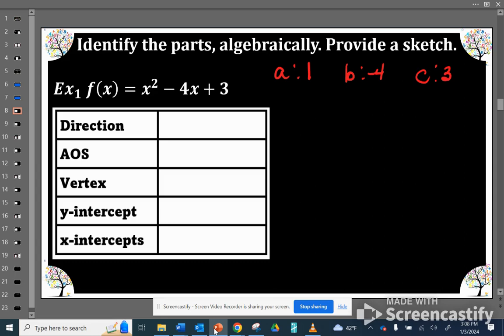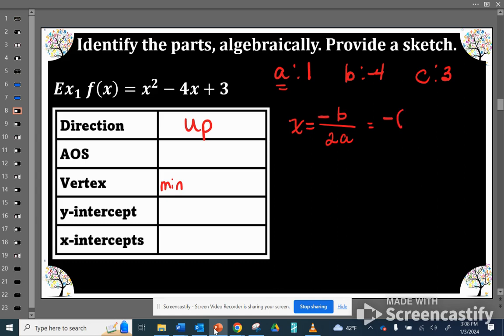So one thing we need to keep in mind is identify the direction, and since our A is a positive value, we know that this parabola turns up, making our vertex a minimum point. We're going to find the AOS, which is the axis of symmetry, and it is a vertical line, so it's going to be x equals some value, and that formula is negative the b value divided by 2 times the a value. So we have negative from the formula.